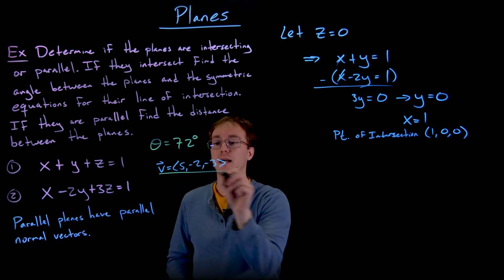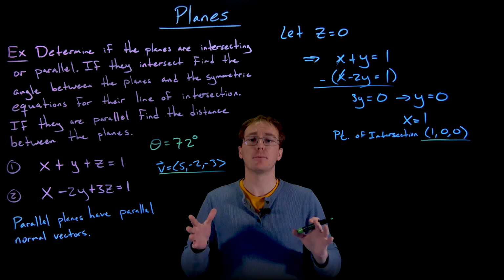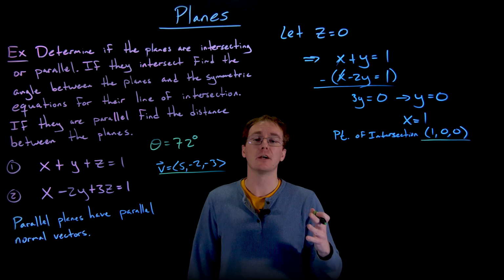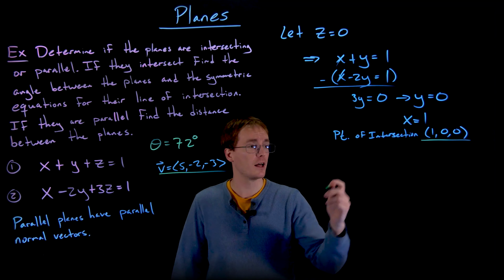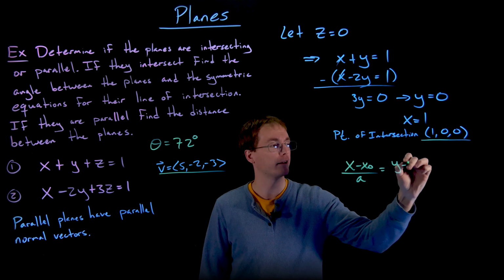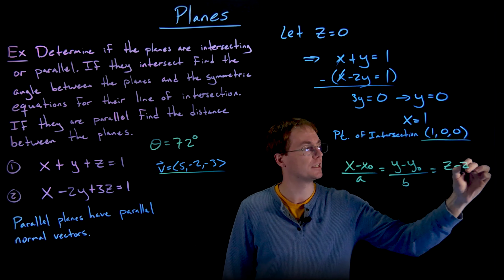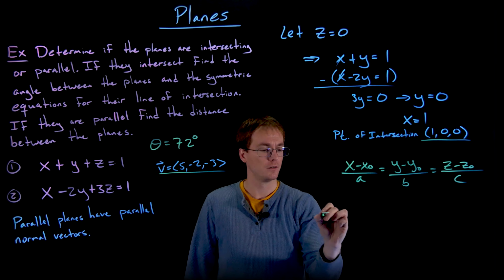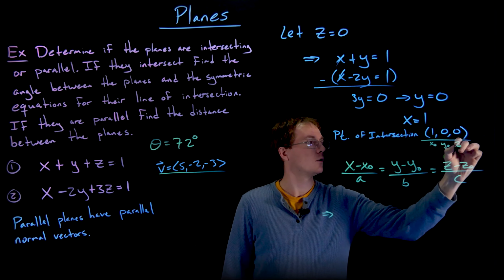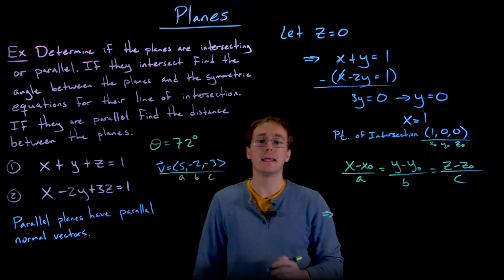And so now that we have the direction of our line of intersection as well as one point that line goes through, we can put that information together to create the symmetric equations for our line of intersection. So remember, the general form for the symmetric equations for a line looks like x minus x naught over a is equal to y minus y naught over b, which is at the same time equal to z minus z naught over c. All right, so x naught was 1, y naught was 0, and z naught was 0, and a, b, and c are 5, -2, and -3 respectively.